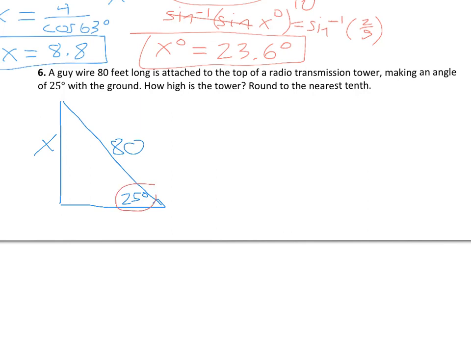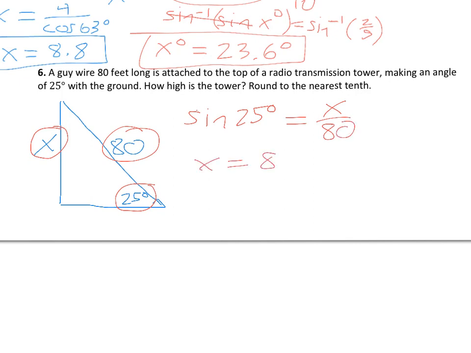So we have an angle, we have the opposite of that angle, and we have the hypotenuse. What uses opposite and hypotenuse? Sine. Sine of 25 degrees equals opposite over hypotenuse. Multiply 80 to the other side. X equals 33.8, and the units are feet.